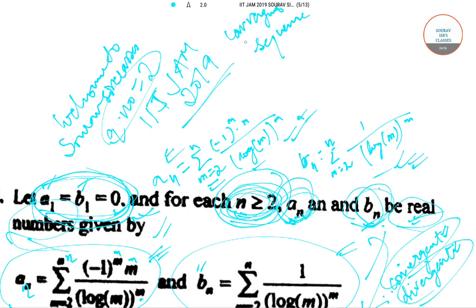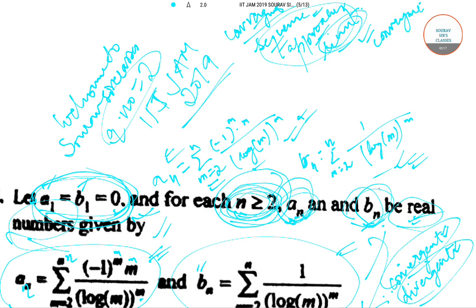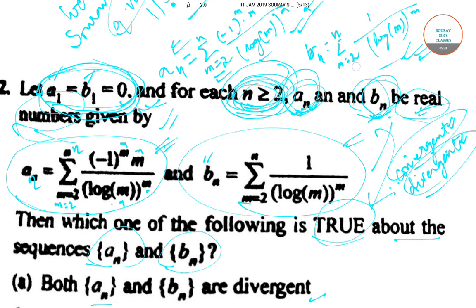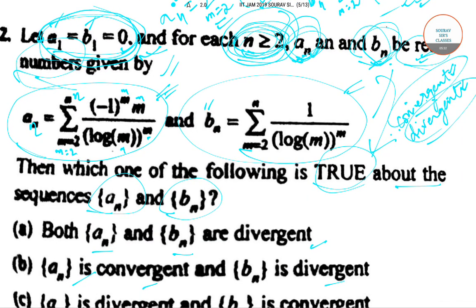Convergent. So convergent is any sequence that approaches a particular limit. If any sequence converges or approaches a particular limit, then that sequence is called a convergent sequence, and if it does not follow this criteria, then that is a divergent sequence. So this is the basic concept of convergence and divergence. I hope you understood this, and now we will move forward to solve this question.